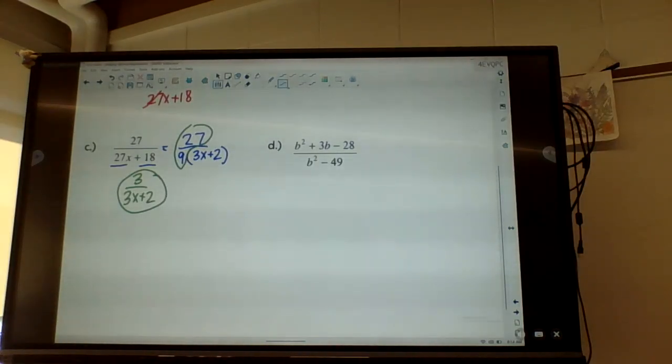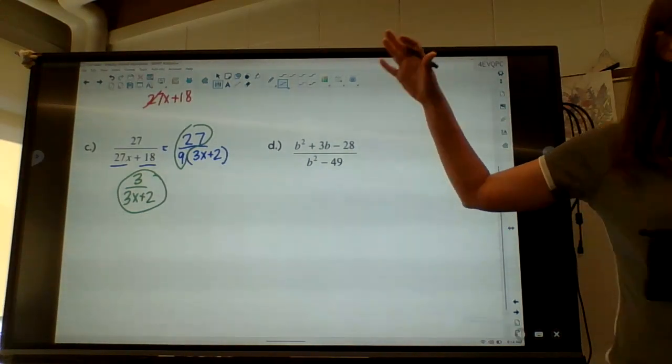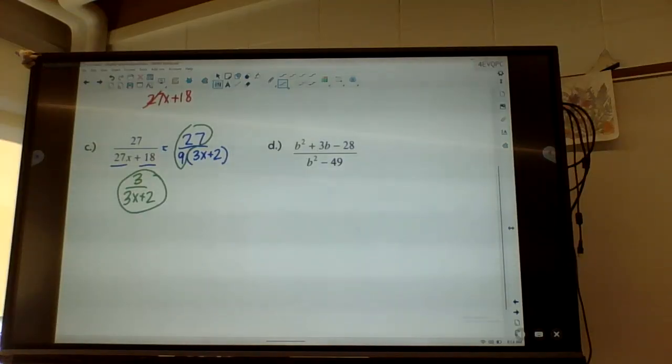Letter D is another great example of things that people want to do, but we should not do. So, see those b squares, we just want to cancel them. But again, they're being added to the next thing or subtracted. The next thing is being subtracted from them. So instead, immediately, if you think I want to cancel right away, take a step back and say, can I factor first? Most of the time, you're not able to just cancel right away. So let's try to factor first.